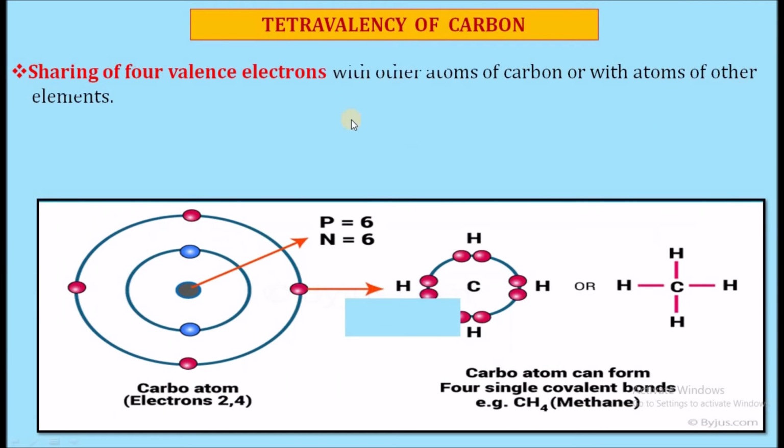Now we will see the tetravalency of carbon. Firstly, we will see what is tetravalency. Tetravalency is the sharing of 4 valence electrons with other atoms of carbon or with atoms of other elements. What does tetravalency mean? The 4 valence electrons can be shared with carbon or with other elements.